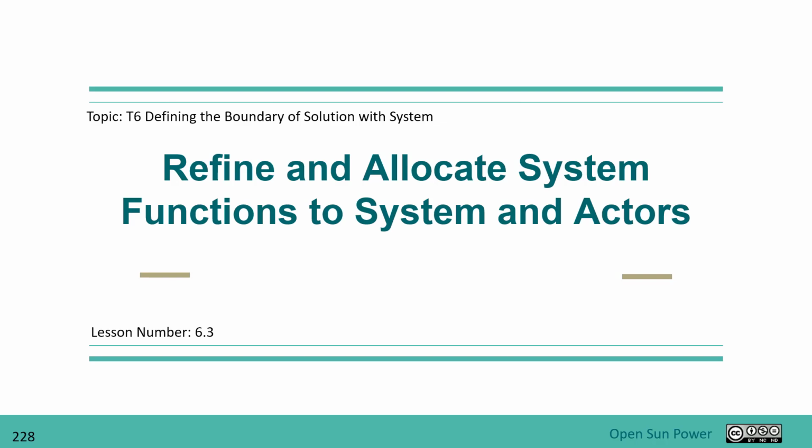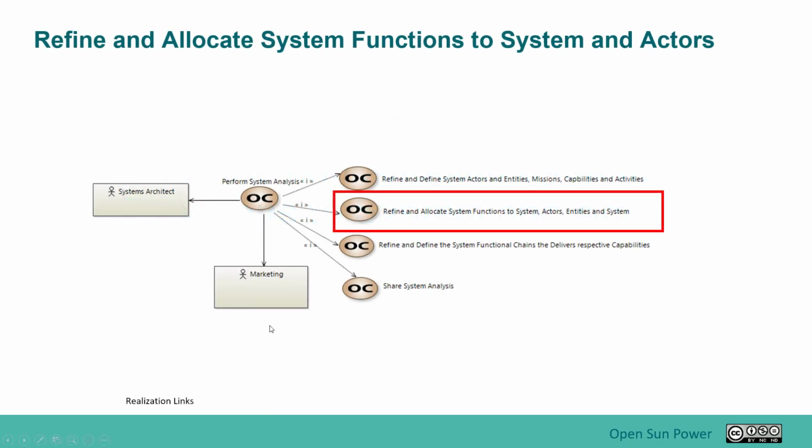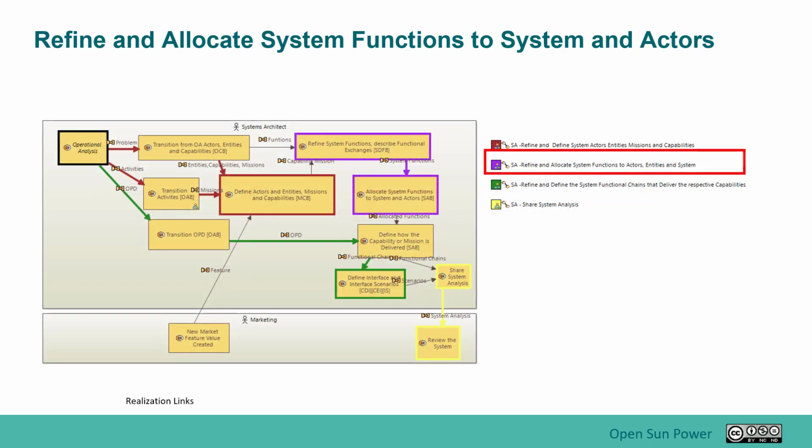So in this next lesson, we're going to get into refining and allocating the system functions to the system actors. In this lesson, we introduce a new capability that we're going to execute. That new capability is refining the system functions. This allows you to make more detailed system functions if you wish to, or you can just allocate the ones that were transitioned over.